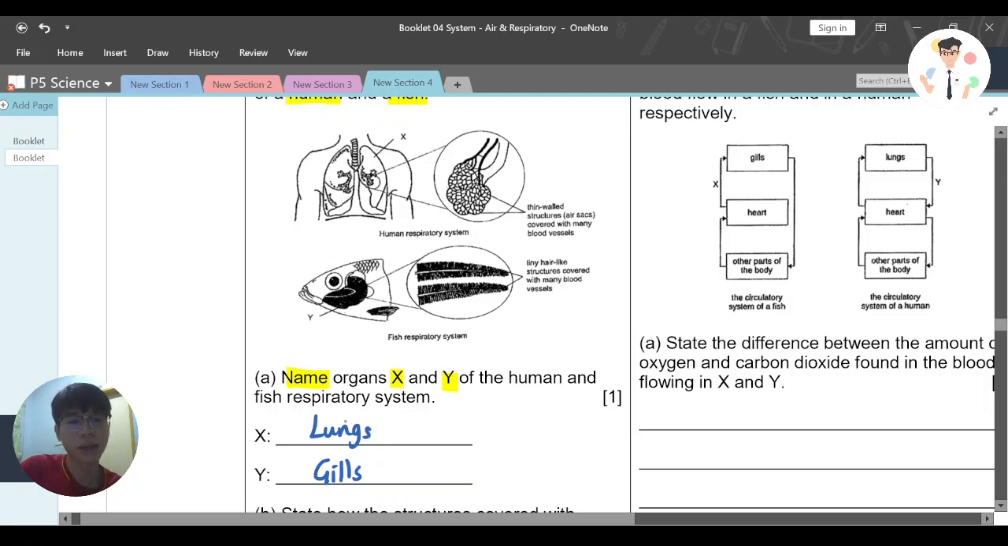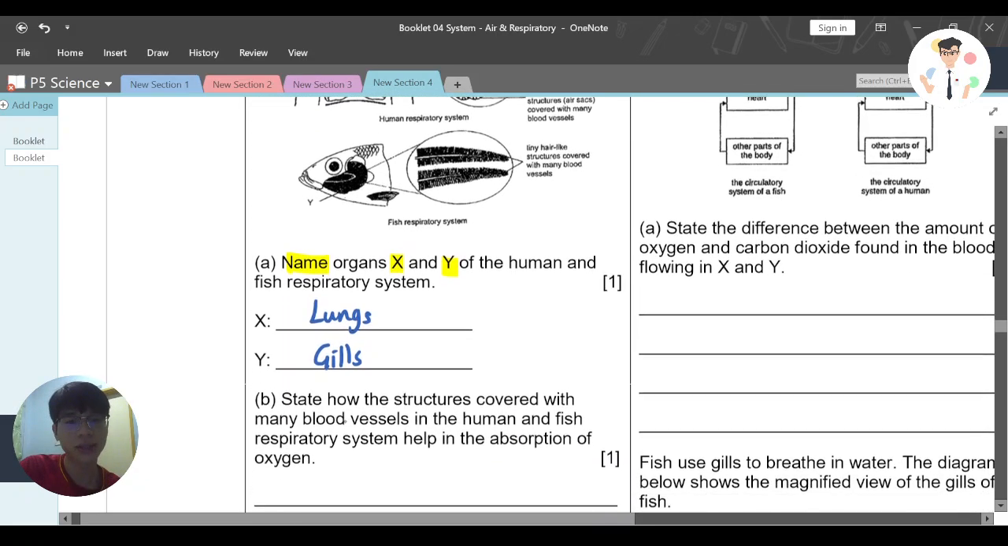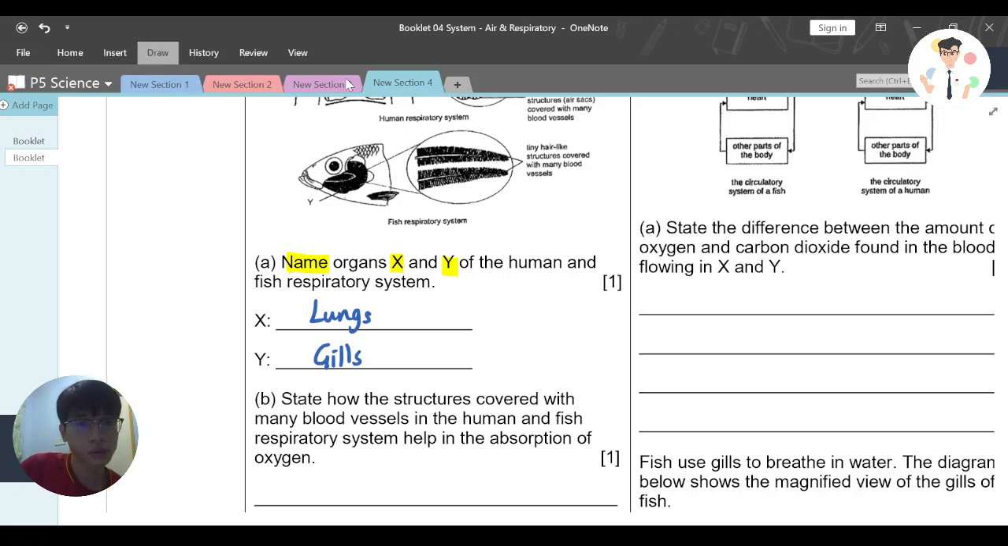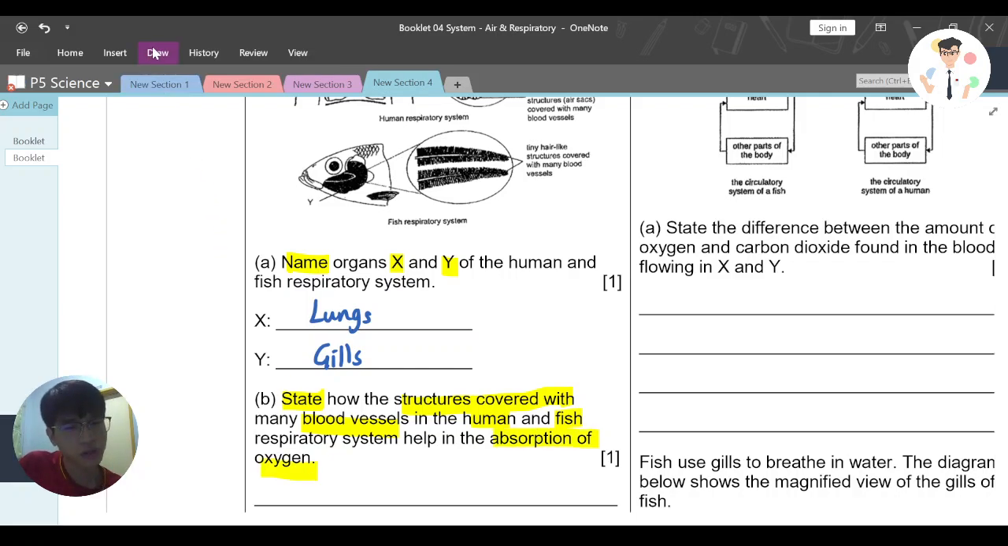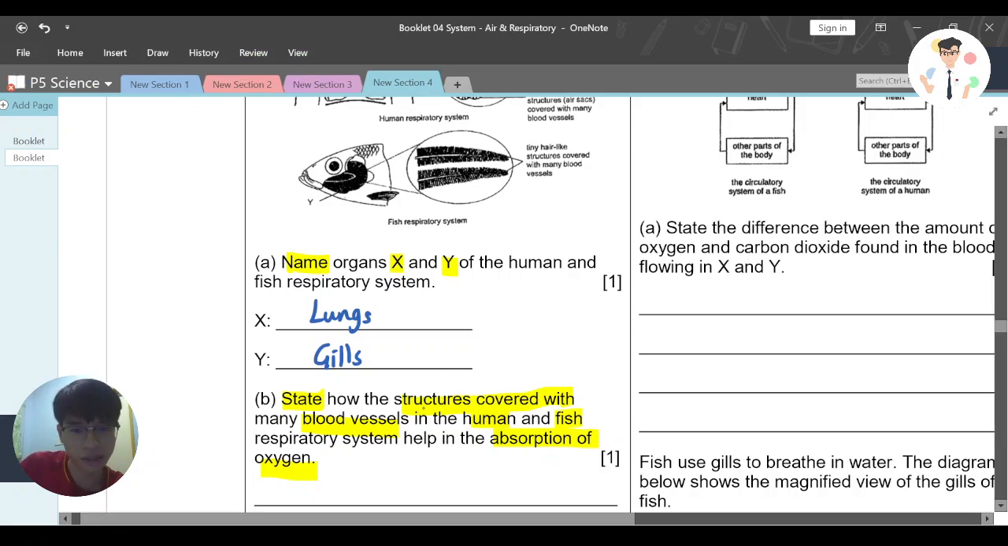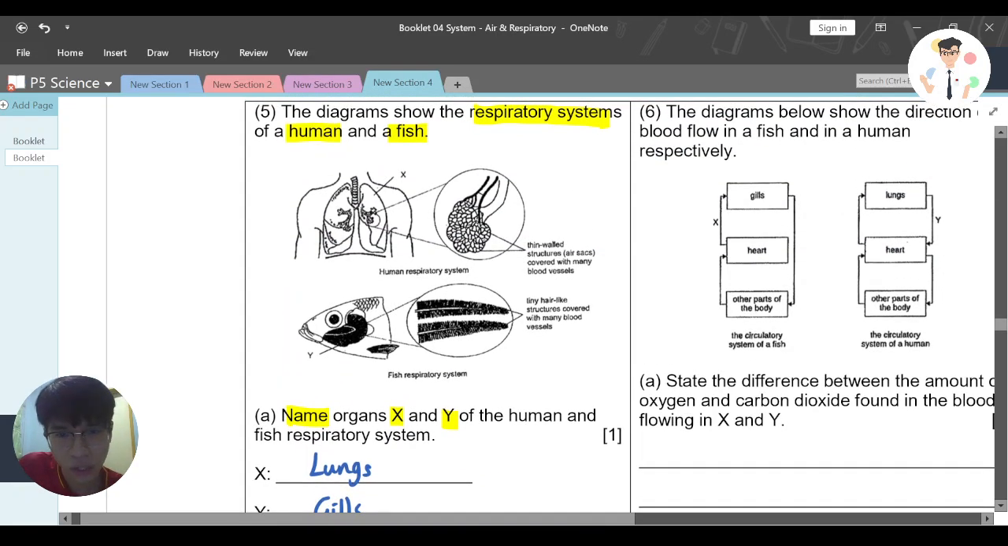Now part B. Part B says, state how these structures covered with many blood vessels in the human and fish respiratory system help in the absorption of oxygen. So what are these structures? These structures are covered with blood vessels. Let's look at the lung. What is the structure that is covered with blood vessels?